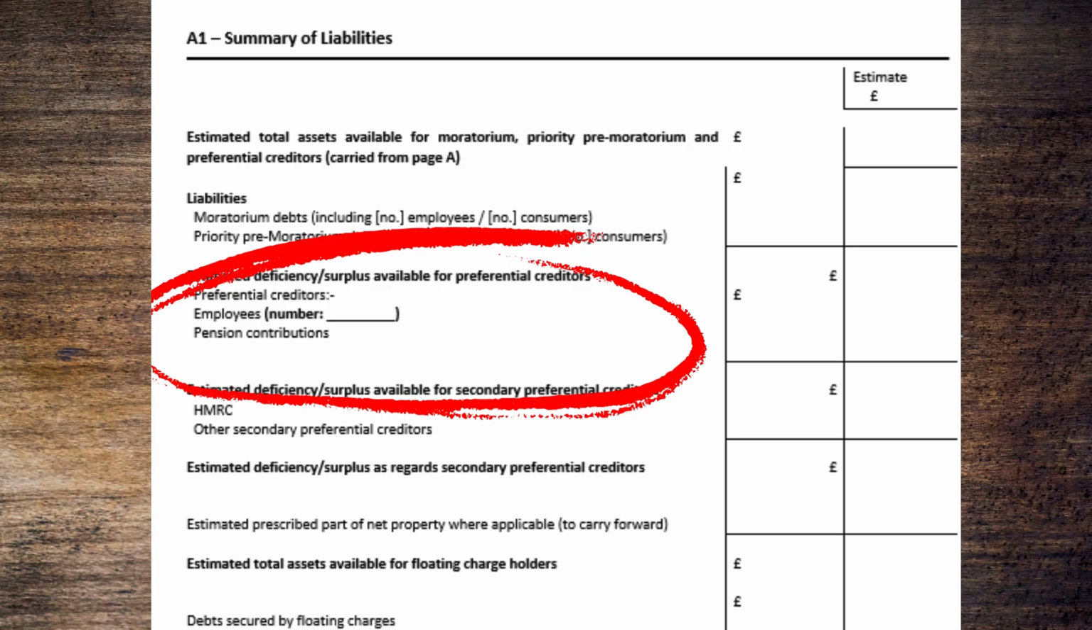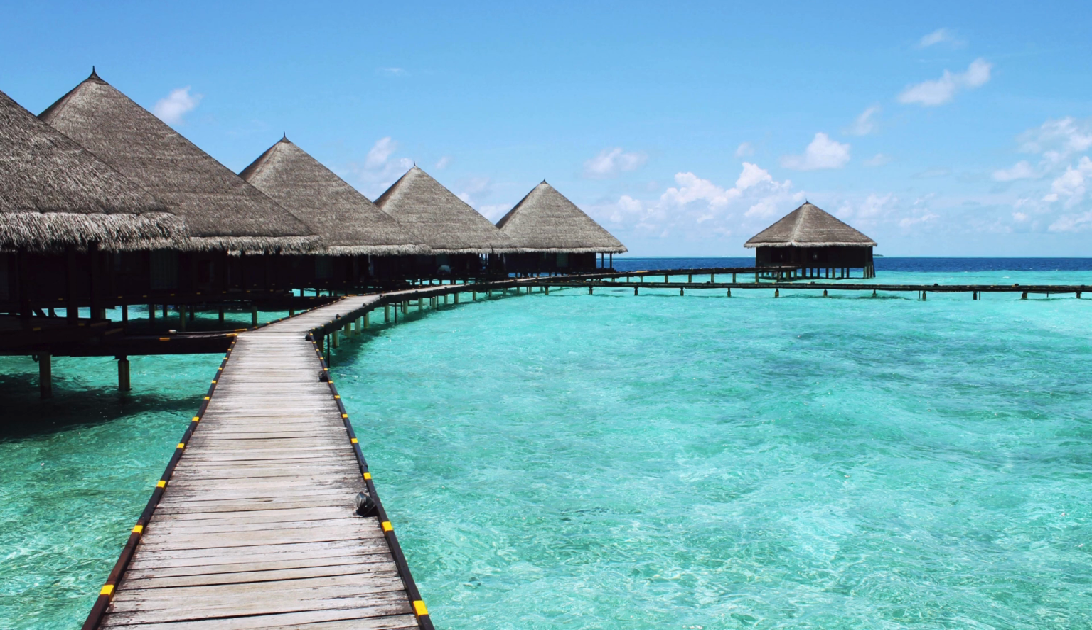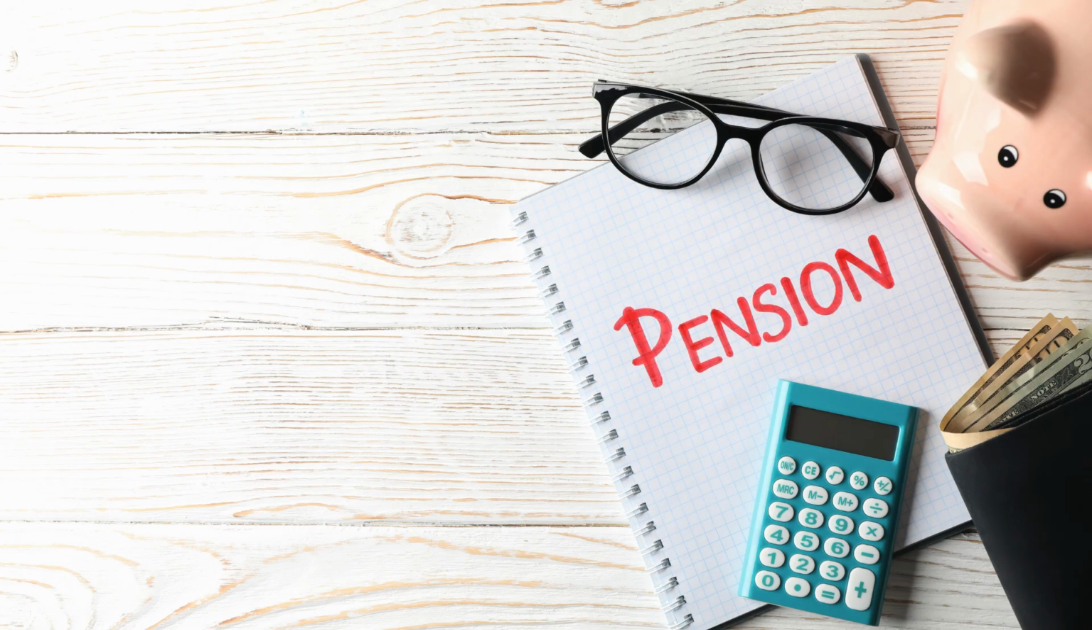Next, we've got your preferential creditors, and there are two different types of preferential creditors. You've got the primary and then secondary. Obviously primary comes first, and primary preferential debts are A, holiday pay owed to employees, and B, wage arrears owed to employees capped at £800 per employee, and then pension contributions capped at the last 12 months.